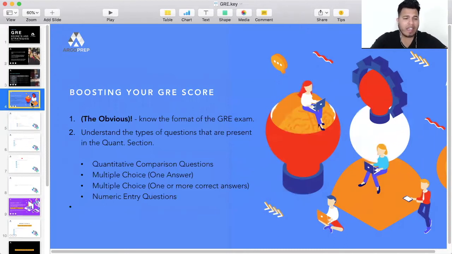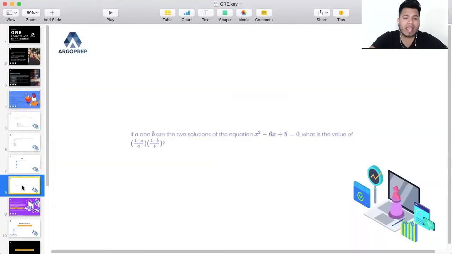The last thing we have here is the numeric entry questions. So these are questions where you have to enter in your answer. And actually, I apologize, you can't see the text box here, but here's the question. And on the bottom, it should actually have a text box where you take your mouse and click on it and enter in that problem. Let's talk about numeric entry questions.